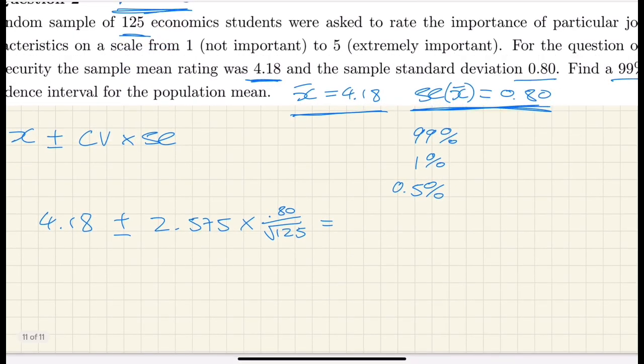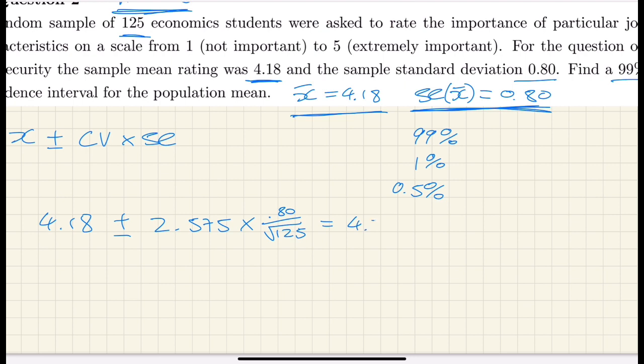And this will give the value of 4.364 for the plus case, and 3.996 for the negative case, which means that any x value in this range, you do not reject it.